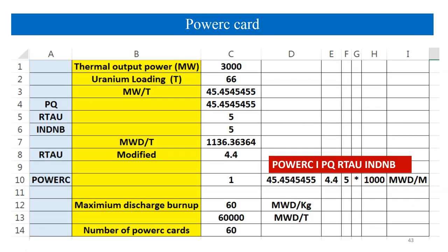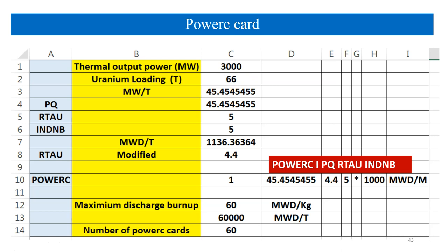Here, as an example, power C. If I have a reactor whose thermal power is 3,000 megawatt, and the uranium loaded inside the core is 66 ton, if I divide the two numbers, I get 0.45 megawatt day per metric ton. This is how to start the calculation.